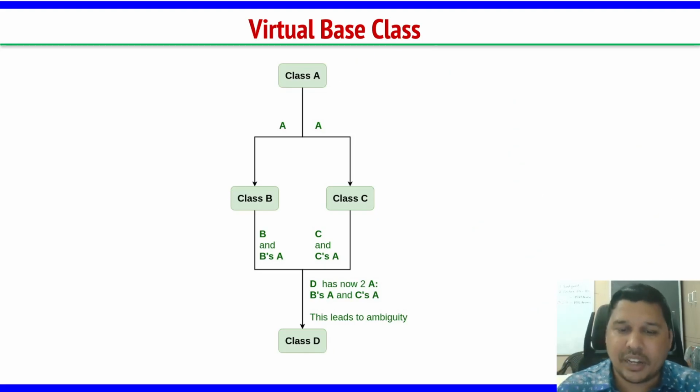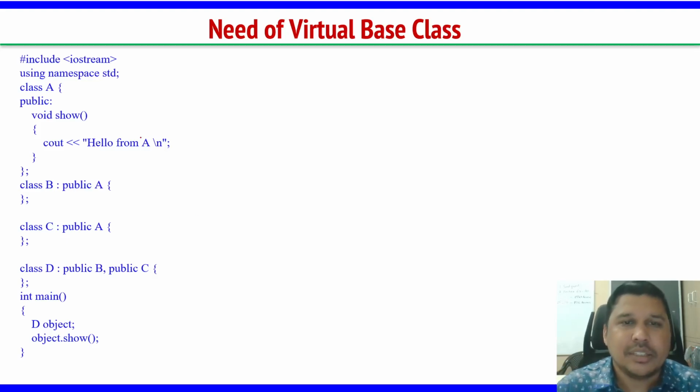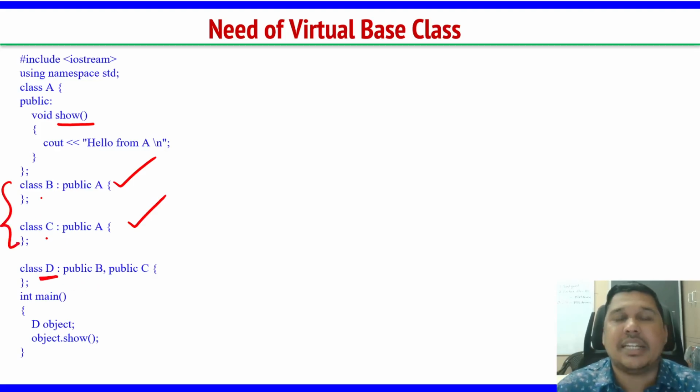How do we define a virtual base class? Let's see why we need it. This is the example. I have a show function in class A. Class B is derived from class A. Class C is also derived from class A. And class D is derived from both B and C. Now the question is D object dot show. Which path to choose? Is it the show function through B and A, or through C and A? That is the confusion for the compiler.